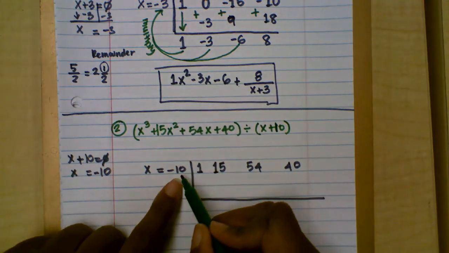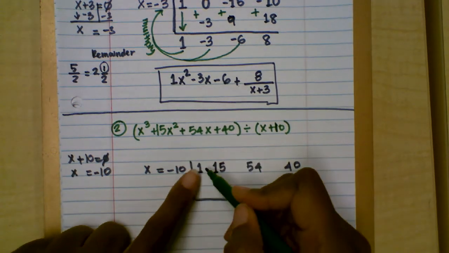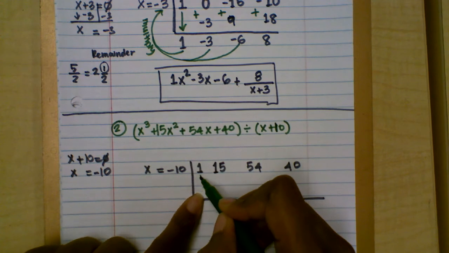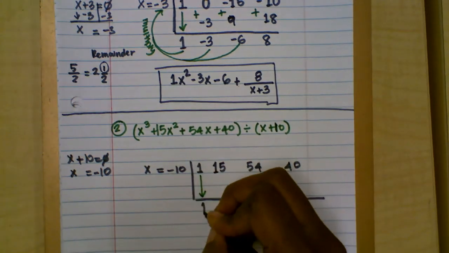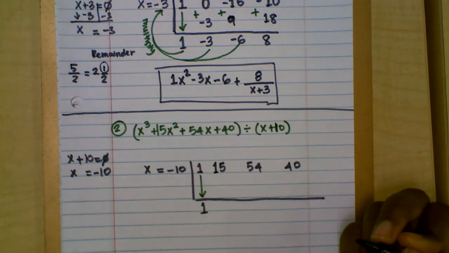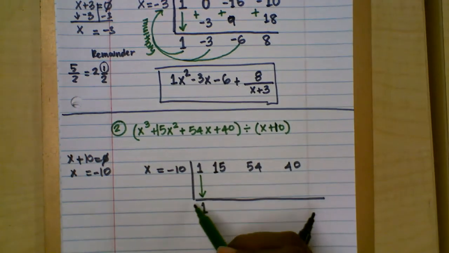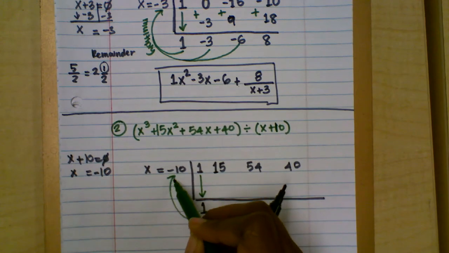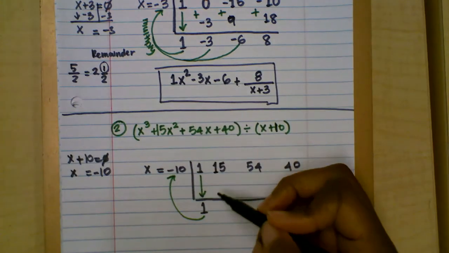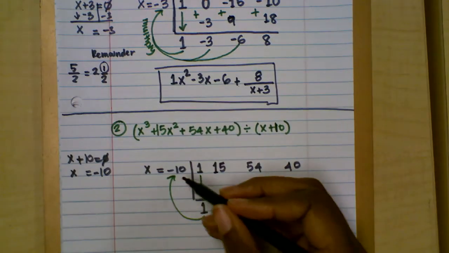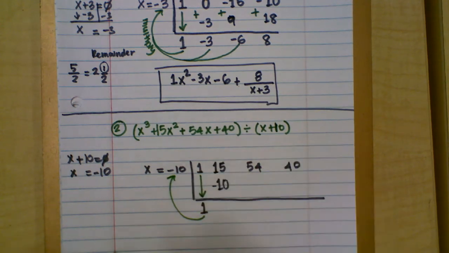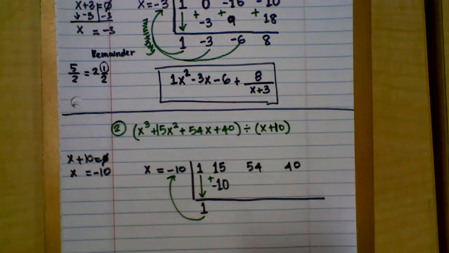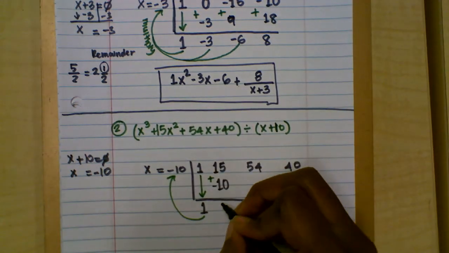So now negative 10, so let's do what you're supposed to do. Always remember to take the 1, the first leading coefficient, and you bring it down. So you end up with 1. Okay, and what do we do next? Remember, you take the 1 here, multiply with negative 10, and write it below 15. And 1 times negative 10 is negative 10, and you add. So when you add, what number do we get? We get positive 5.